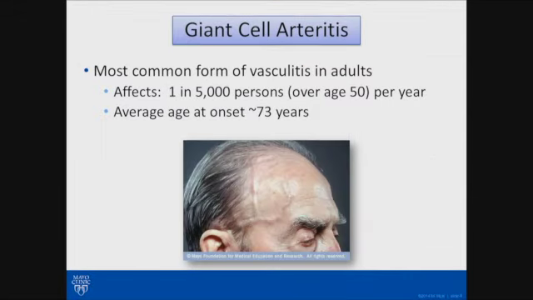There is something about aging, because giant cell arteritis affects individuals over the age of 50, and the average age when this disease strikes is usually in the early to mid-70s. It is the most common form of vasculitis in adults and affects about 1 in 5,000 people each year. So it's estimated that there are close to about 300,000 people in the US with this condition. You can see here the swelling along the temporal arteries at the side of the head. That is a classic finding or symptom of this disease.